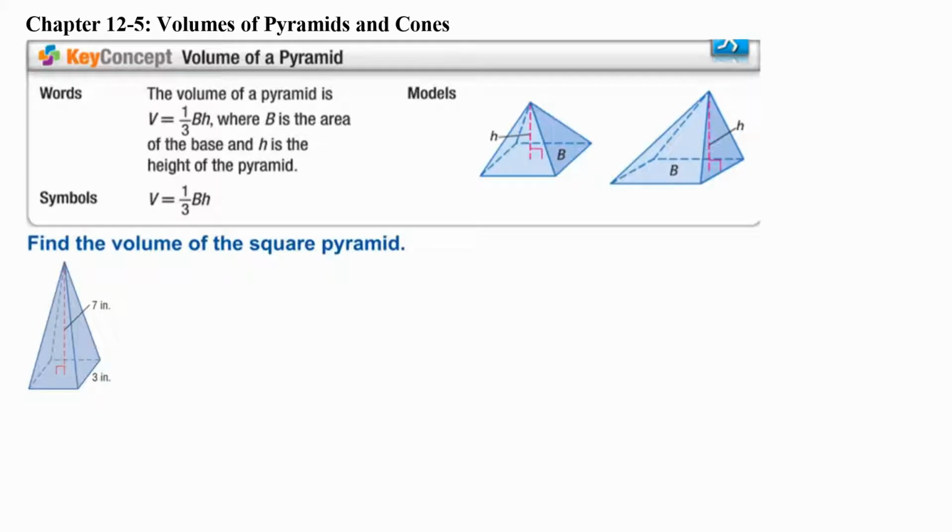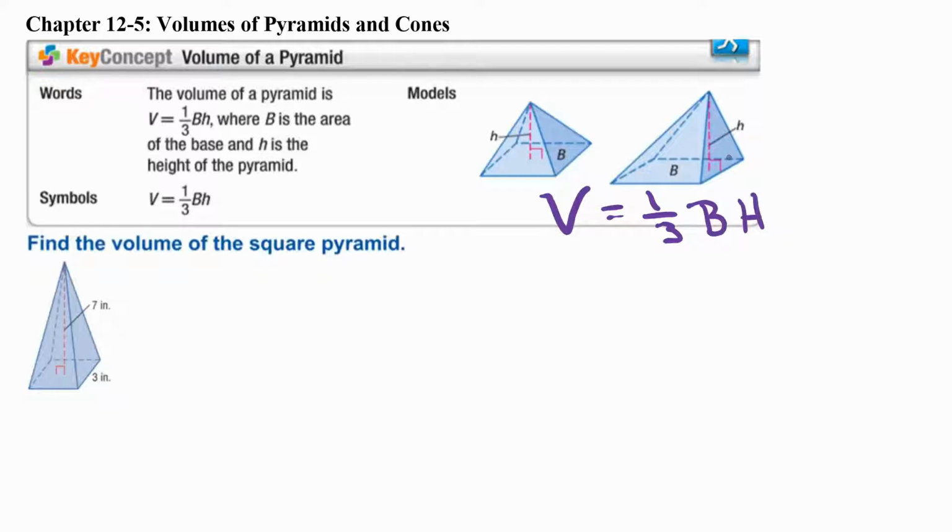Chapter 12.5 Volumes of Pyramids and Cones. The formula for the volume of a pyramid or a cone is volume equals 1/3 the area of the base times the height of the pyramid or cone. And it doesn't matter whether the pyramid is a right pyramid or an oblique pyramid.